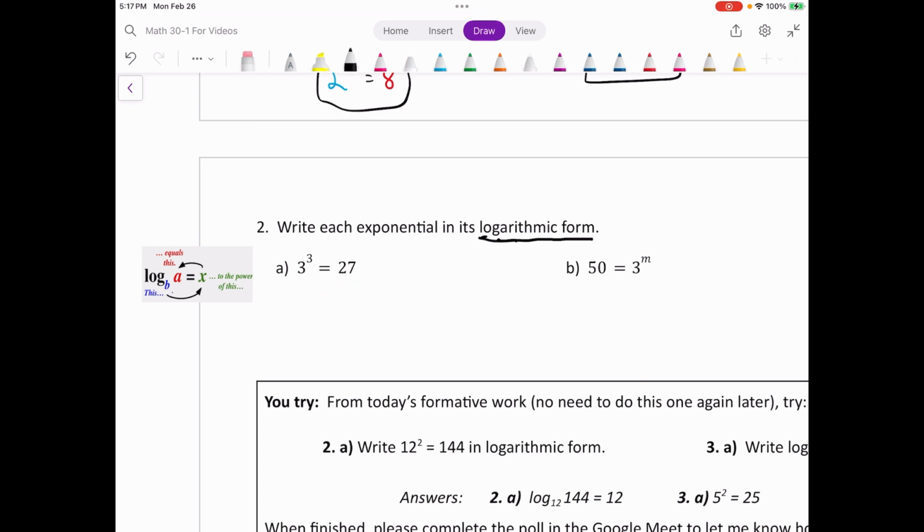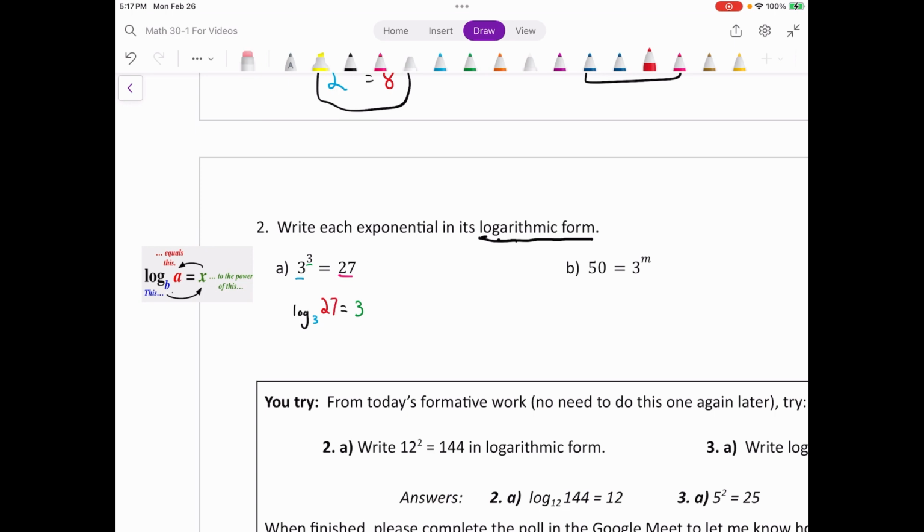So to write this as a logarithm, again, this to the power of this equals this. So here we go. We need to make the base of our logarithm the same as the base of the exponential. So this is going to be log base 3, okay? And what are we saying here? We're saying 3 to the power of 3 equals 27, right? Equals 27.